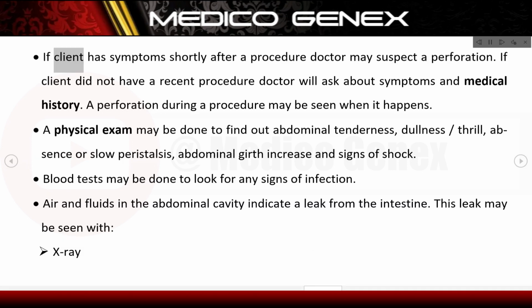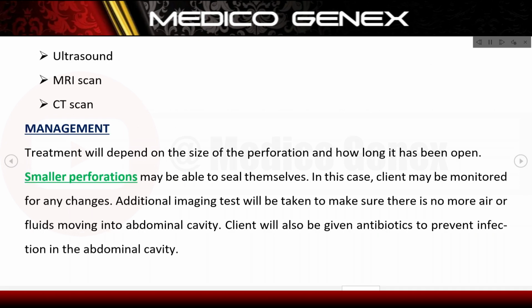Diagnosis. If the client has symptoms shortly after a procedure, the doctor may suspect a perforation. If the client did not have a recent procedure, the doctor will ask about symptoms and medical history. A perforation during a procedure may be seen when it happens. A physical exam may be done to find abdominal tenderness, dullness, thrill, absence or slow peristalsis, abdominal girth increase and signs of shock. Blood tests may be done to look for any signs of infection. Air and fluids in the abdominal cavity indicate a leak from the intestine. This leak may be seen with X-ray, ultrasound, MRI scan, CT scan.